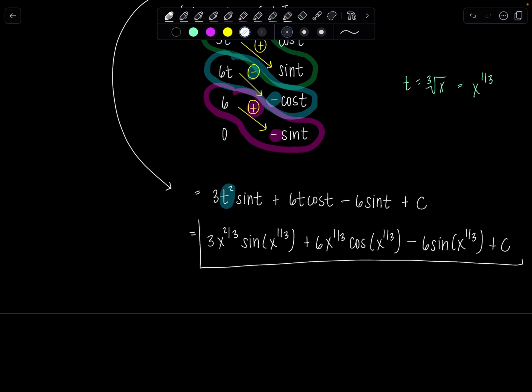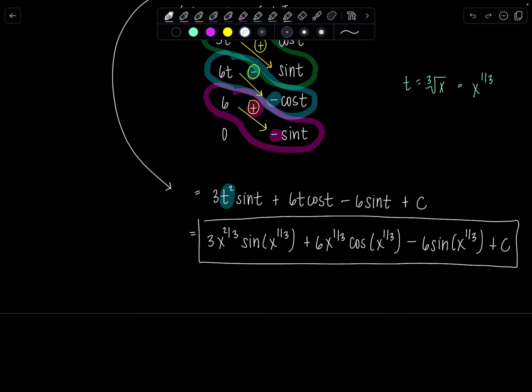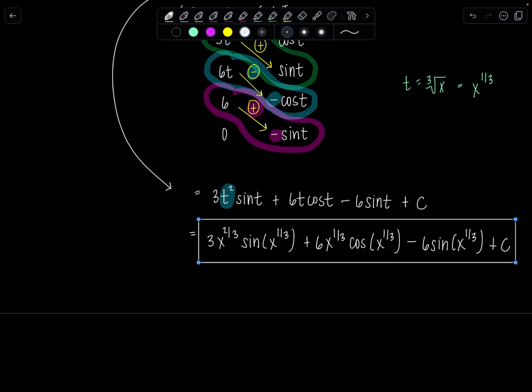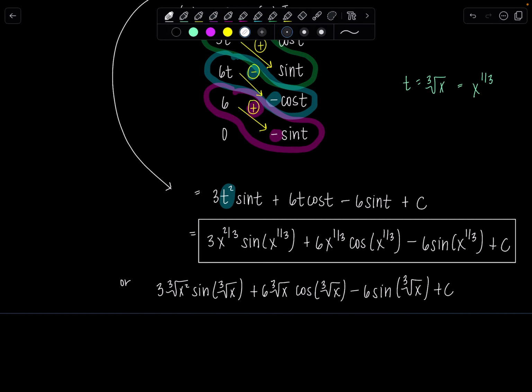If you really wanted to go back to radical notation because that's how the original integral was written, feel free. When I wrote it out that way, it looked ugly to me. Do you want to see it? Yeah, I mean, or you could write 3 cube root of x squared sine cube root of x. It's already grossing me out. Plus 6 cube root of x cosine cube root of x minus 6 sine cube root of x plus c. I don't like it. You know what I mean?